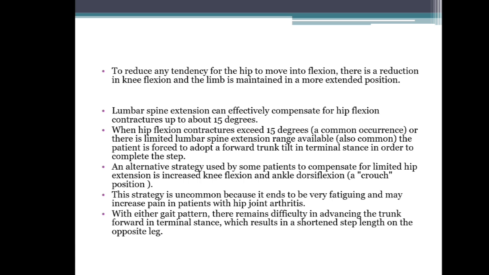When hip flexion contracture is more than 15 degrees, there is limited spine extension, so an alternative strategy used by the patient is increased knee flexion with ankle dorsiflexion. It is an uncommon strategy because it could be fatiguing for the patient and can lead to arthritis.